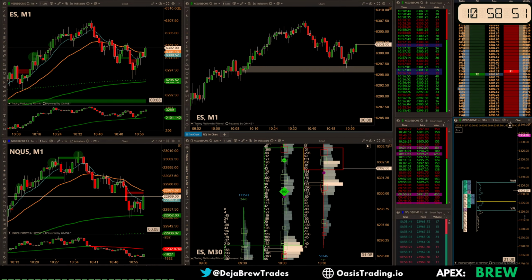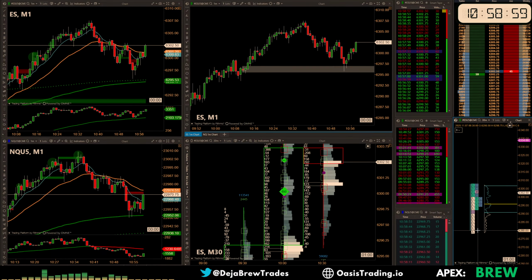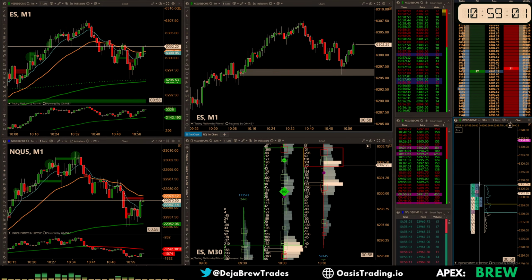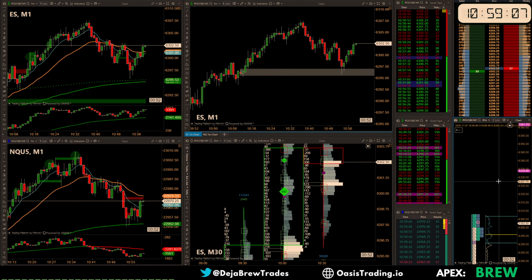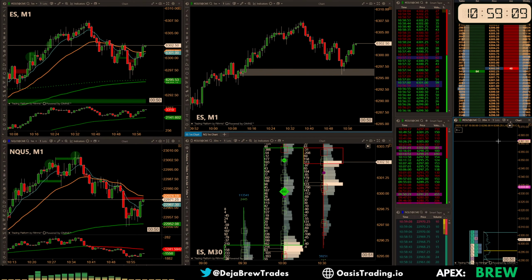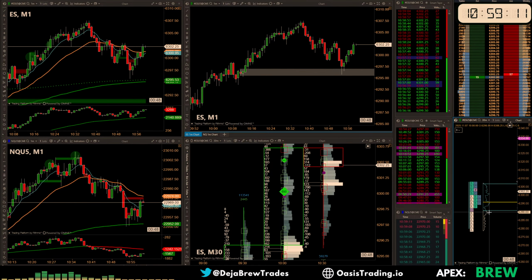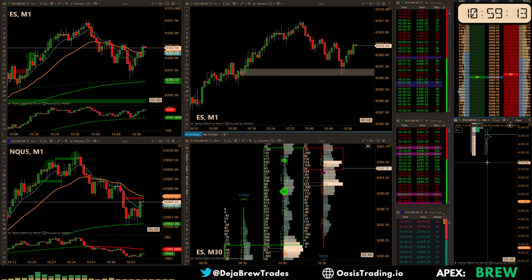Okay, so those should be fairly accurate. Right now, our initial balance is about 28 points, so it would be a 28-point extension, which is almost where that is. Not accurate to a T, but you know, trading's not absolutely perfect.